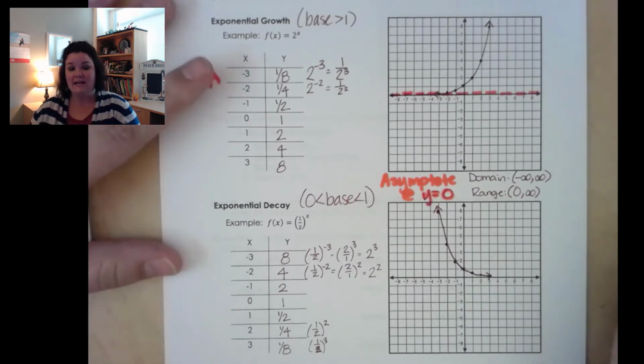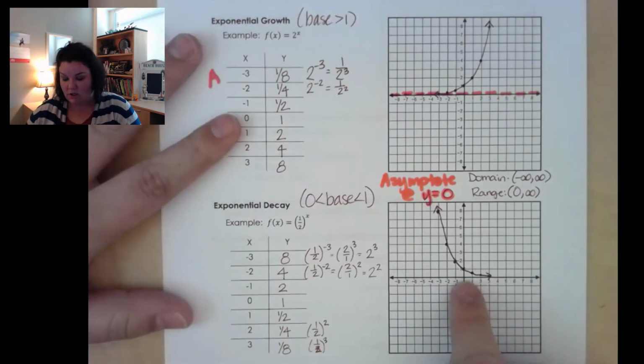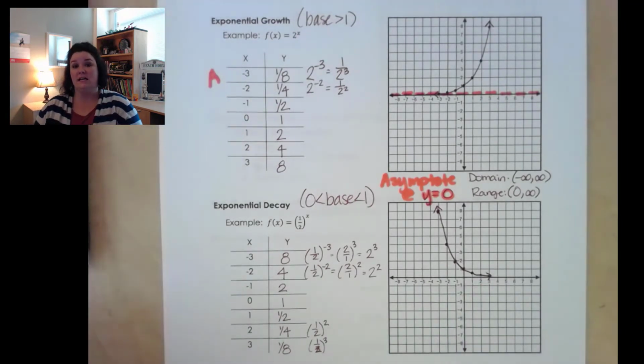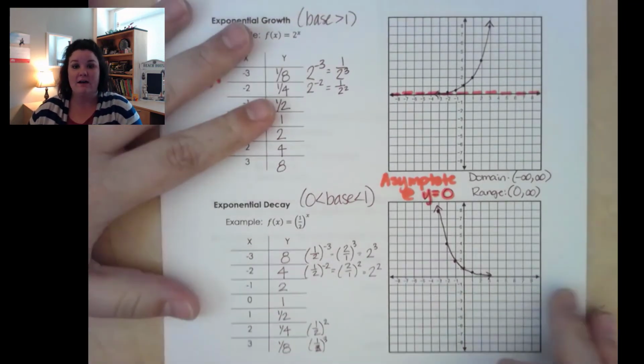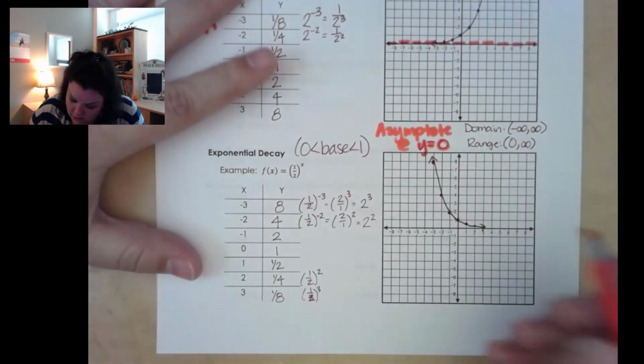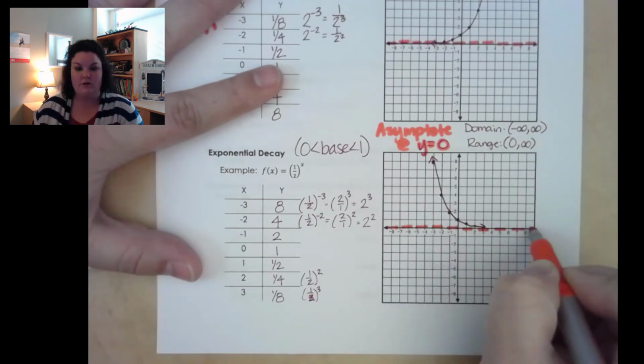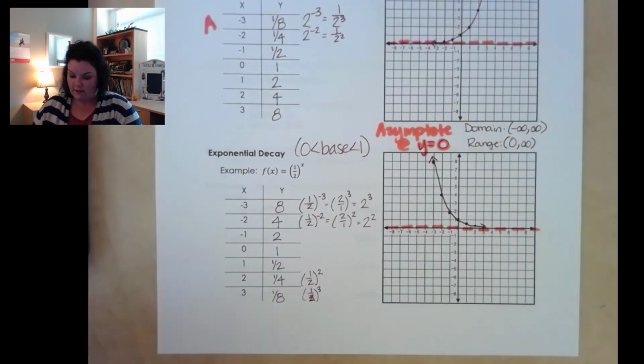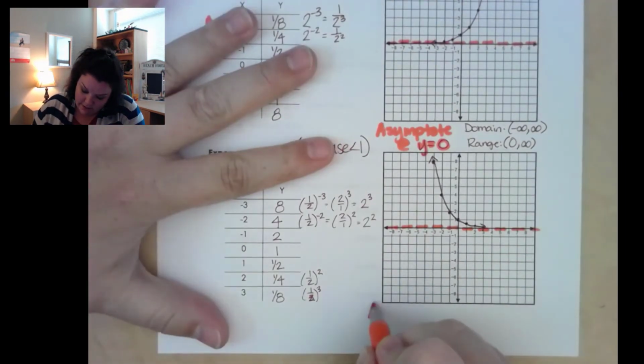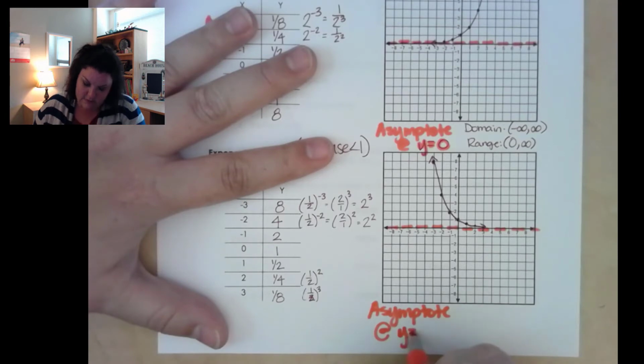But those teeny tiny values are still getting closer and closer and closer to 0 and not touching, which means that on this graph, we also have an asymptote at y equals 0. Okay, so I'm going to go ahead and draw that dotted line in and write down here that we have an asymptote at y equals 0.